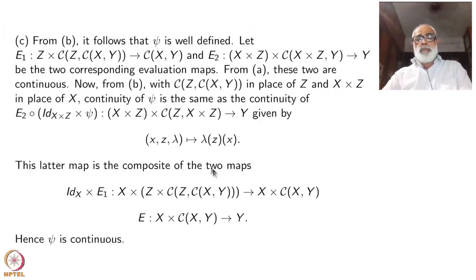So this latter map is the composite of the two maps identity cross E1 from X cross Z cross C of Z comma CXY to C of X cross Y. First, see this X remains as it is. This is one evaluation here. Z part disappears. Okay. X part has remained, so CXY you have come. Then you apply again evaluation map here, this ordinary evaluation map, namely E, X cross CXY to Y. That is what we have started with. Okay. So that is the same thing as this evaluation map, this composite of these two. Each of them is composite is what we have just seen. This is E1 and that is E. So these two are continuous. Therefore, this is continuous. So that establishes that psi is continuous.